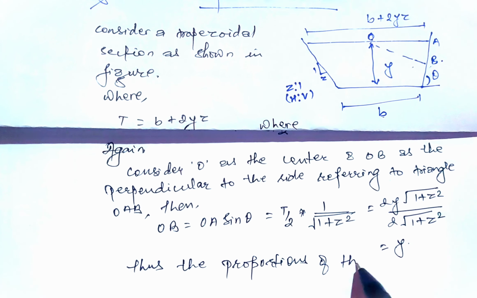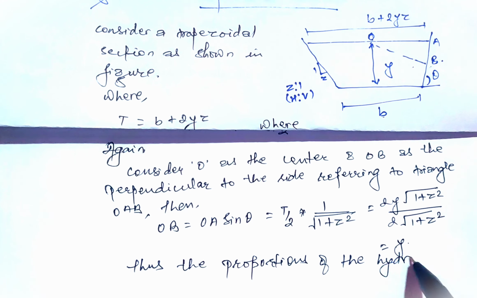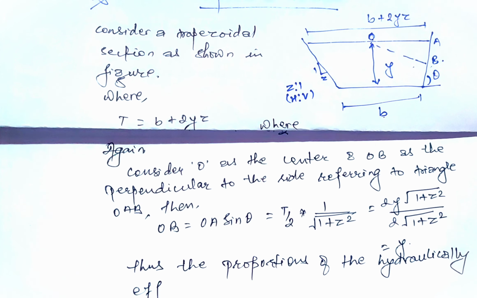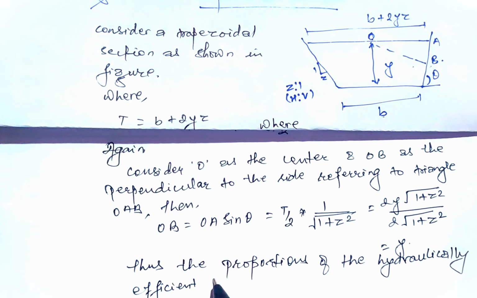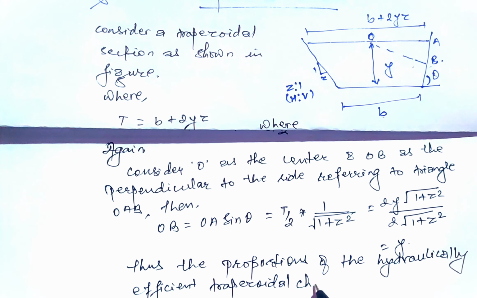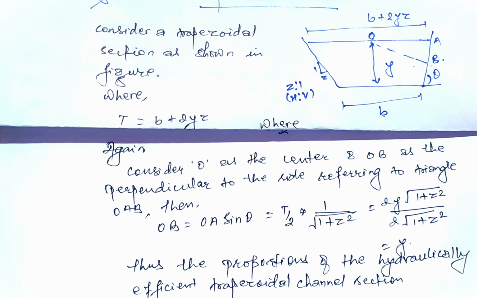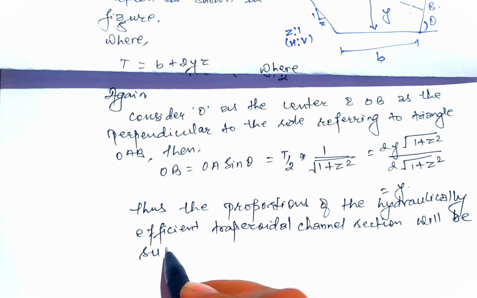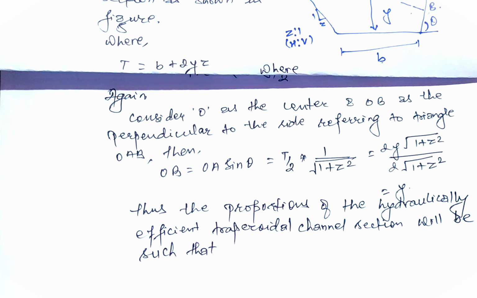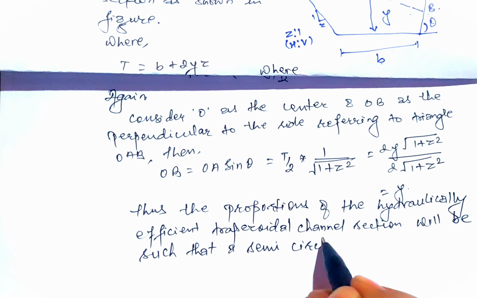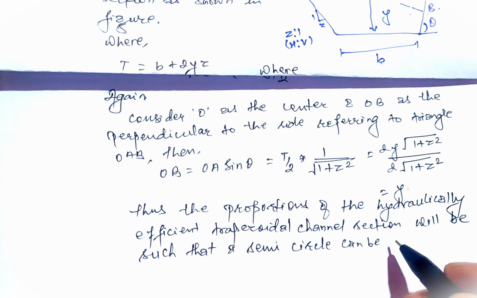Thus, the proportion of the hydraulically efficient trapezoidal channel section will be such that a semicircle can be inscribed in it.